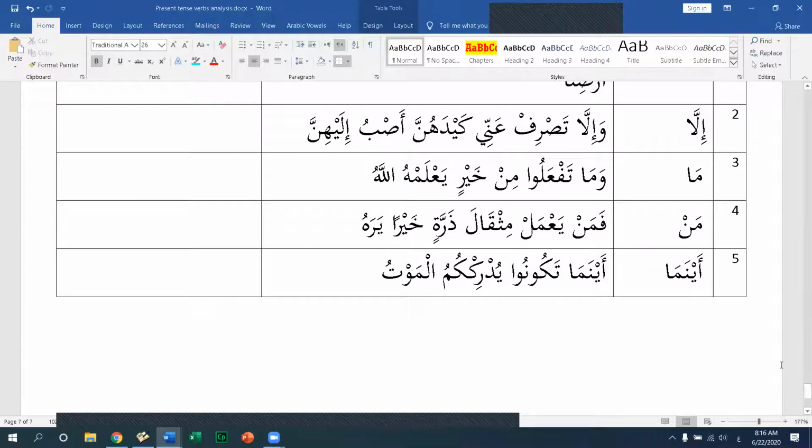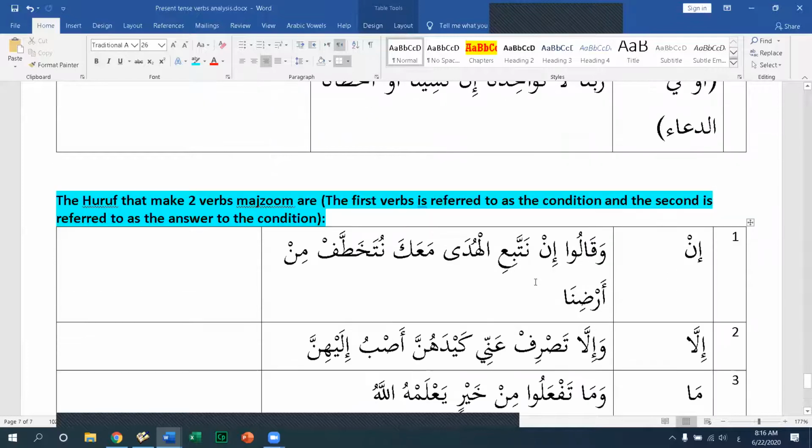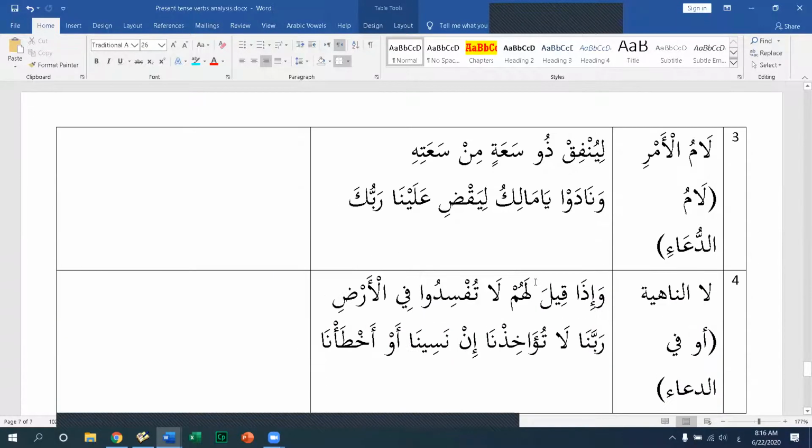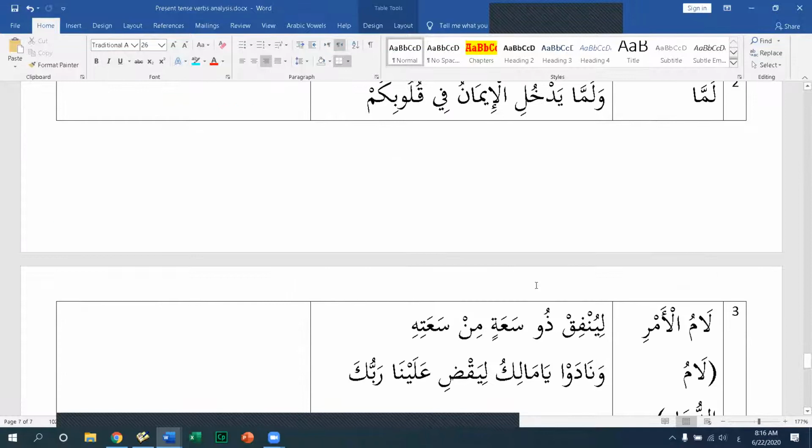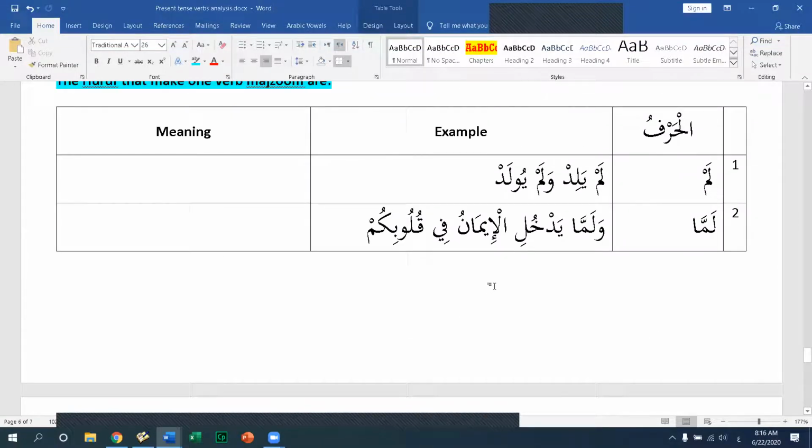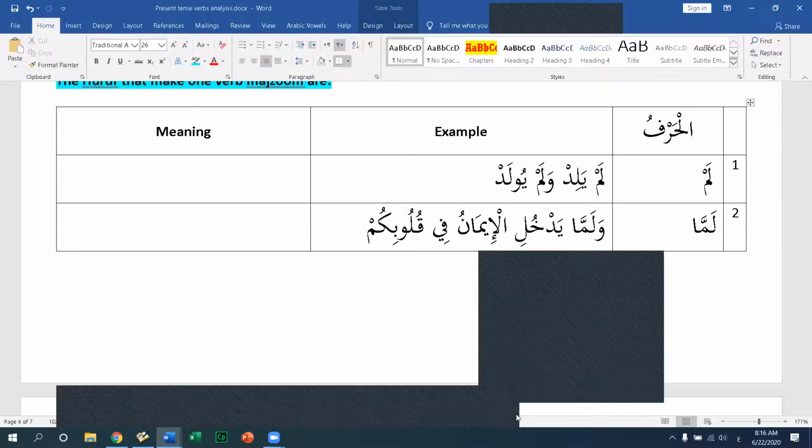Then we studied 10 cases of the present tense verb becoming mansub, and we went through those examples, and you'll find them all over the Quran as we come across them, inshallah. And next week we will look at the reasons for the present tense verb being majzoom, inshallah. And that's today's lesson. Any question on the lesson itself? I'll take that as a no. And if you do, inshallah, we'll handle it the next class.